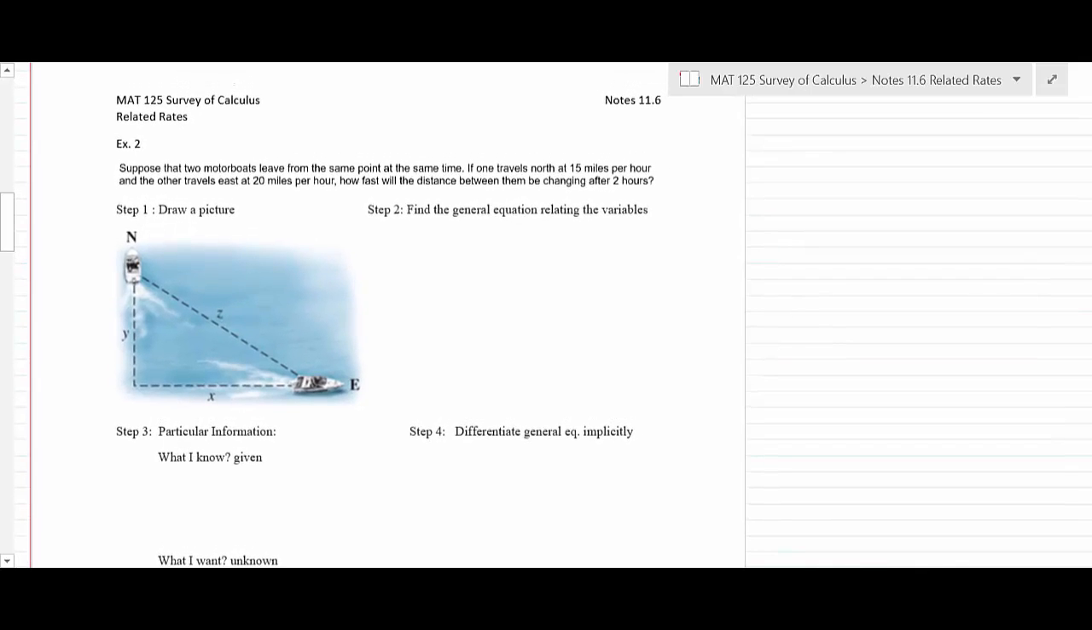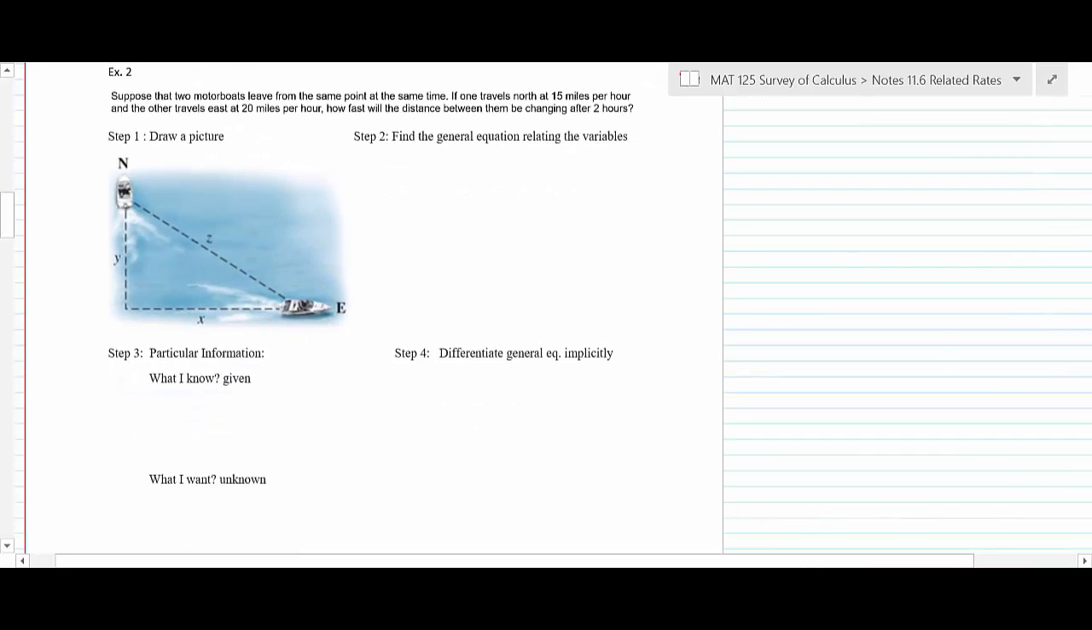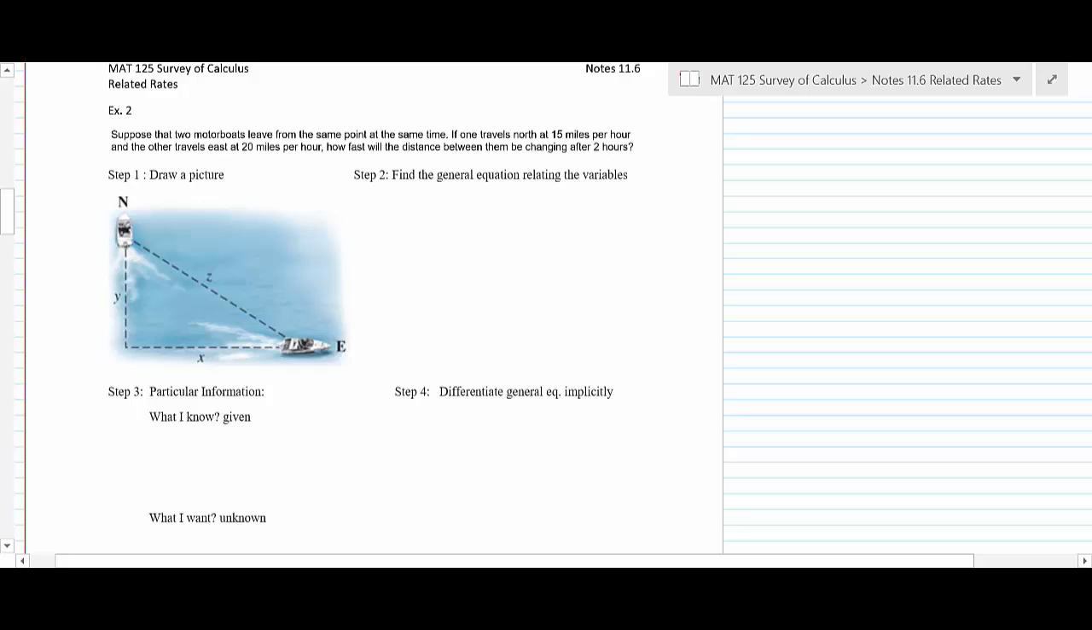Okay, so this one is going to be very similar. It's got another variable though. So this one what it's saying is you have two motorboats that are leaving from the same point. They're leaving from this point right here at the same time. One travels north at 15 miles per hour. Is that a rate? Yes, okay, so we've got a rate. Okay, that's a rate.